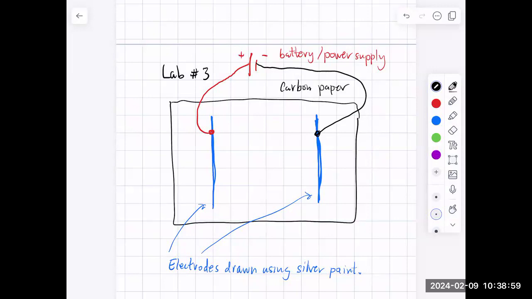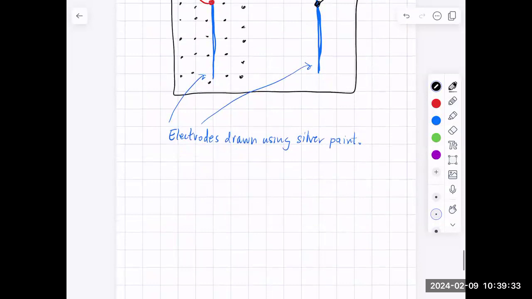And then you're going to take a multimeter, you're going to set it to measure voltage, and you're just going to measure voltage at a bunch of different points on this paper. And you're going to map out how the voltage is changing as a function of position. Okay, and so it's going to be a lot of measurements, but it's very simple. You just take a little probe, press it on the carbon paper, read the voltage.